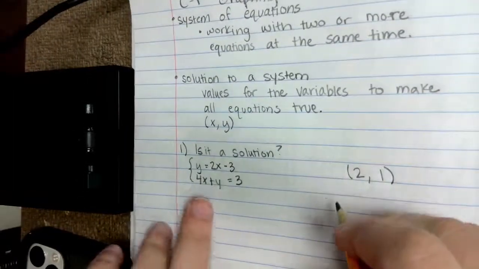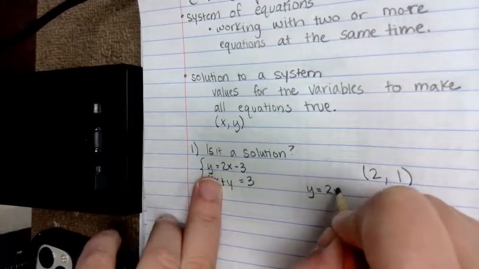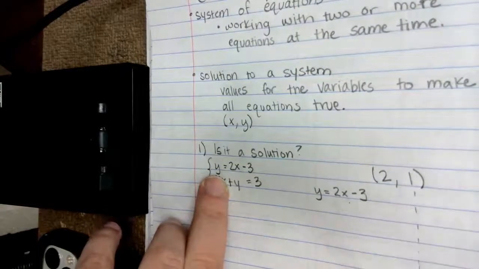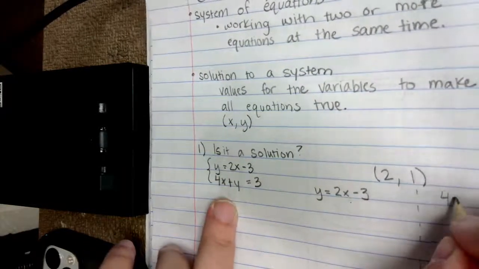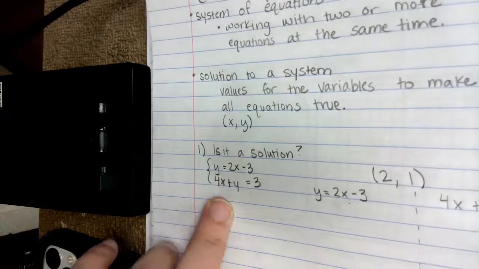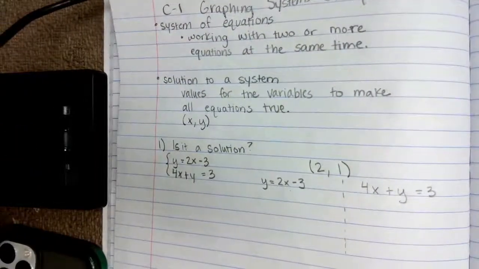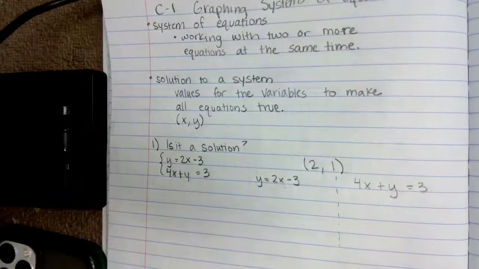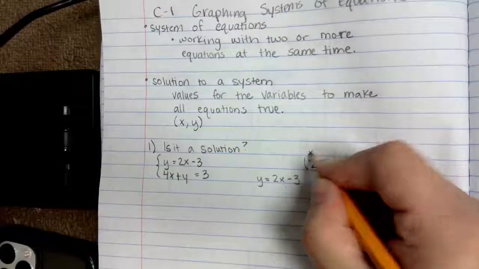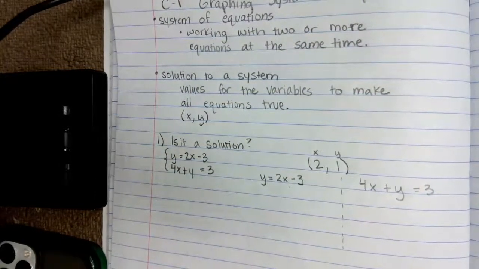Okay, so we're going to take our first equation, y equals 2x minus 3. I'm going to do it a little off to the side because we have to do it for both equations. And then we're going to do the 4x plus y equals 3. And in order for it to be a solution, it has to work for both those equations. So which one of these is my x? 2. Which one is the y? 1. So we're just going to replace those and see if we get a true equation or a false equation.